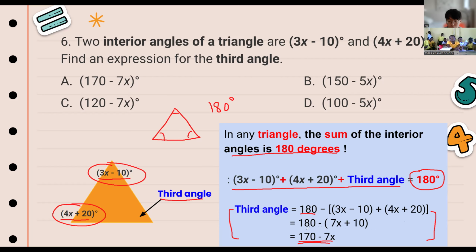And 100 minus 7x plus 10, this is 180 minus 7x minus 10. And that equals 170 minus 7x. That's why the answer is A.